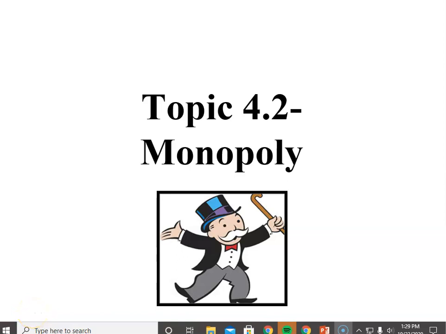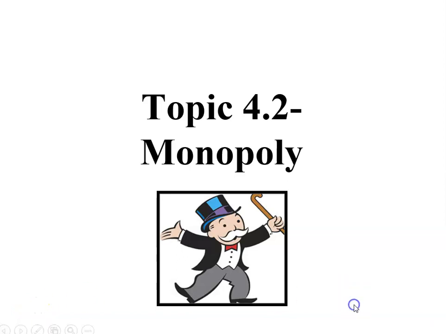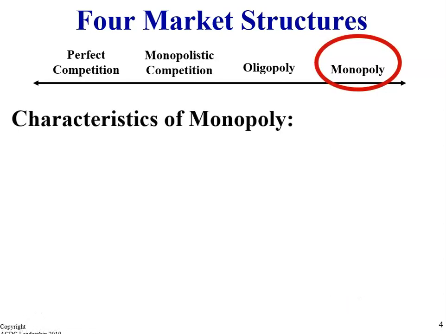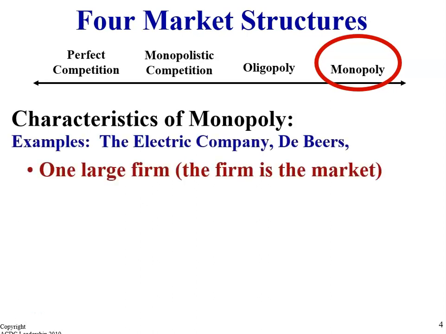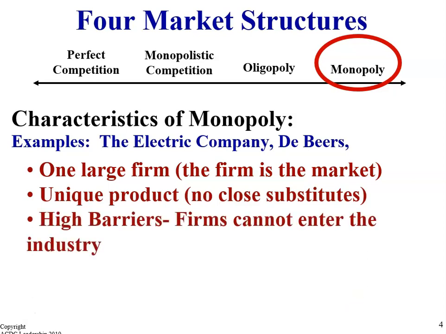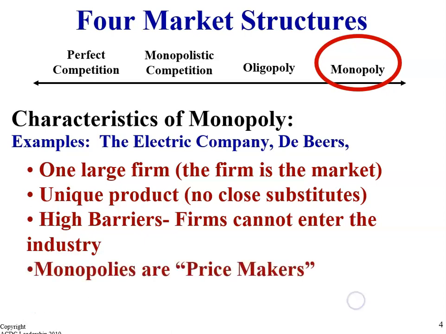In this video, I'm going to go over monopolies. Of the four market structures that we're going to study, monopolies are on the opposite end of the spectrum from perfect competition. Monopoly characteristics include one large firm, their product is unique, there are high barriers to entry, so monopolies are price makers instead of price takers, and there is some advertising.